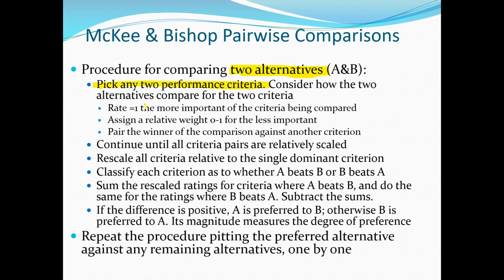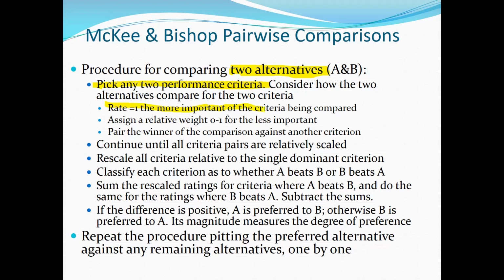So you pick any 2 performance criteria, consider how 2 alternatives compare for the 2 criteria, and rate 1 for the more important of the 2 criteria. So you rate them 1, most important. If you're picking 2, you say, okay, I'm going to assign a weight of 1 or 1.0 to the more important of the 2 criteria, and I'm going to assign something less than 1 to the less important.